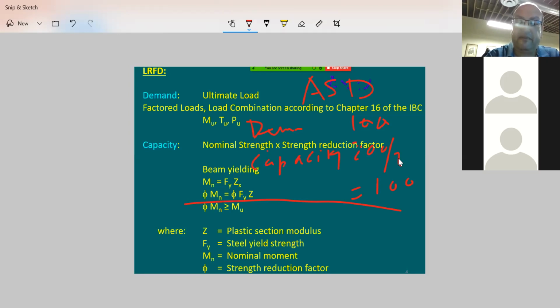Now, how about LRFD? Here's LRFD. In the demand, I take the 100 times 1.4, and with that I have 140. The capacity is going to be equal to the phi factor, 0.9, multiplied by 200, which is 180.